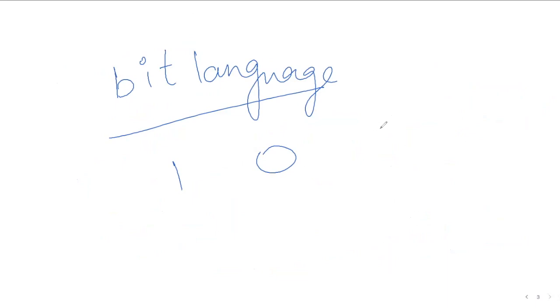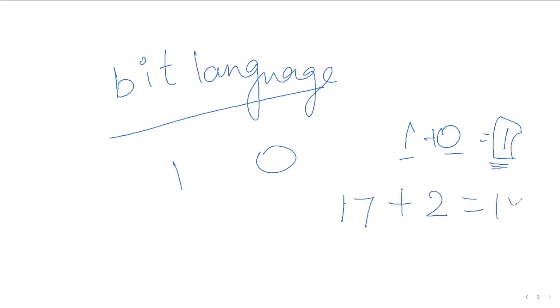If I'm telling you to do the mathematical operation of 1 and 0, what do you do? 1 plus 0 equals 1. Like this you will give, right? If I give this 1 plus 0 to the system, the system will give me the answer 1. If I tell you to do 17 plus 2, you will give me the answer, right? 19, right? But the system won't do it like this.